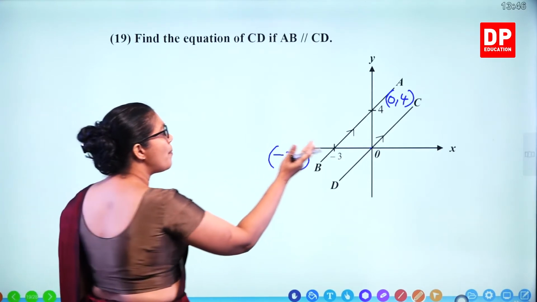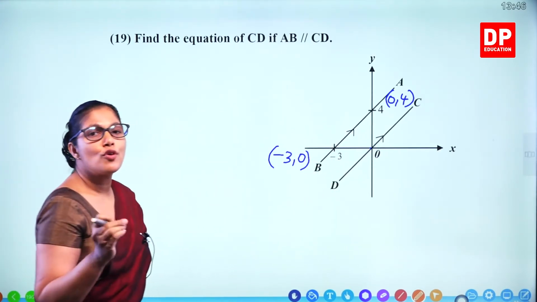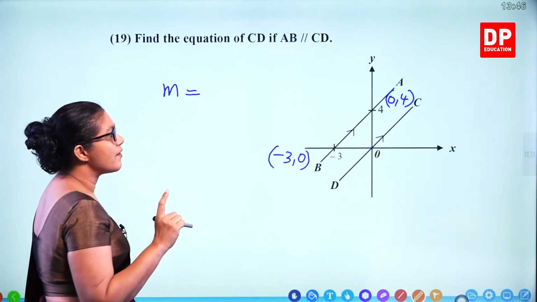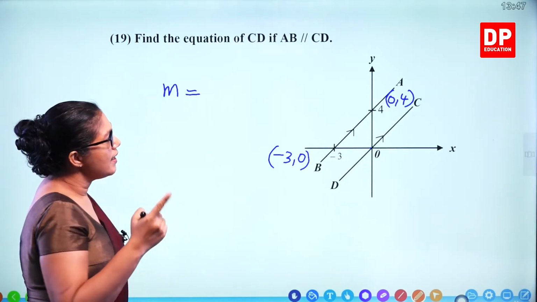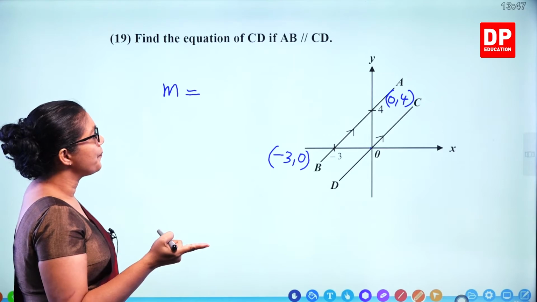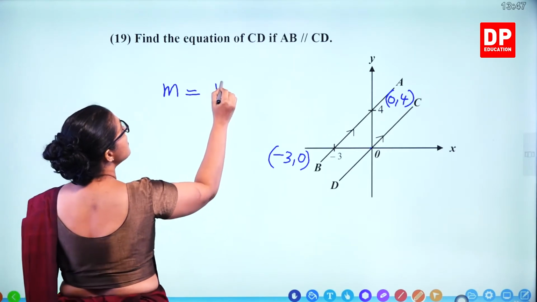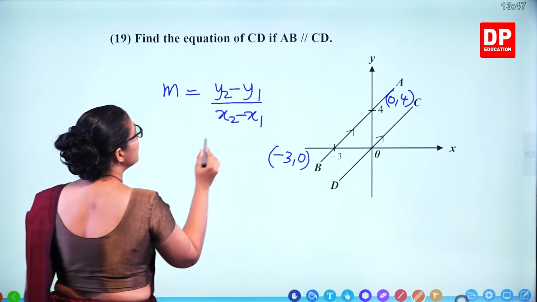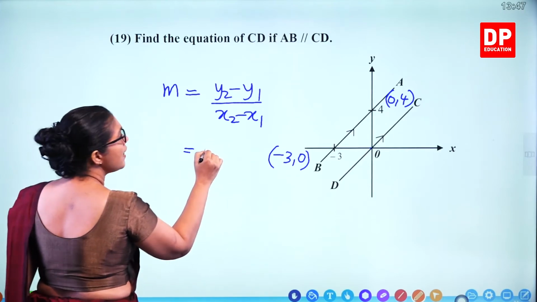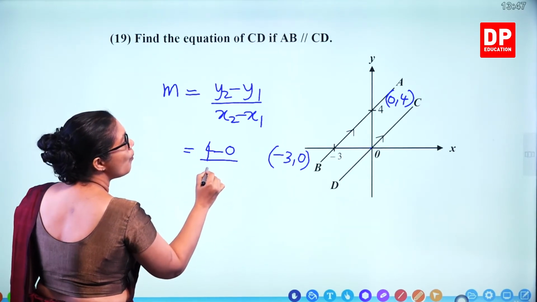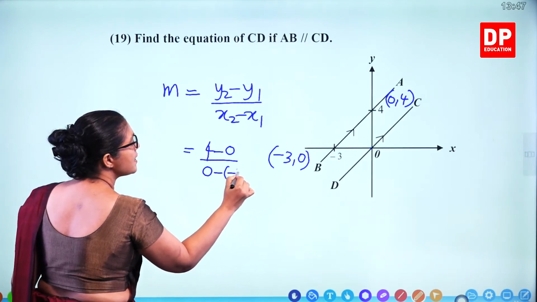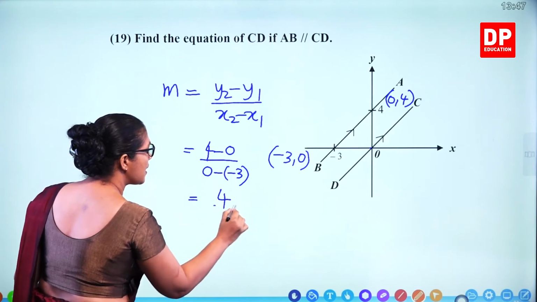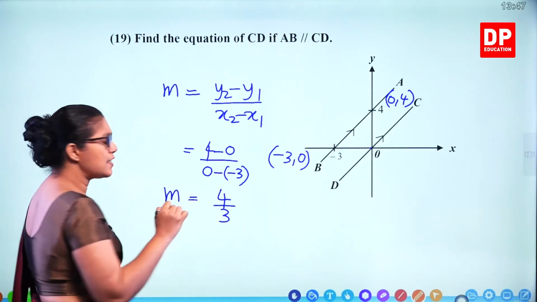Now, two parallel lines have the same slope. So we'll find the slope, the gradient, from the AB equation, and use the same thing for the CD equation. So how do you find the gradient? Difference between y coordinates over difference between x coordinates. So we'll take 4 minus 0 over 0 minus minus 3. So you get 4 over minus minus becomes plus 3. So the gradient is 4 over 3.